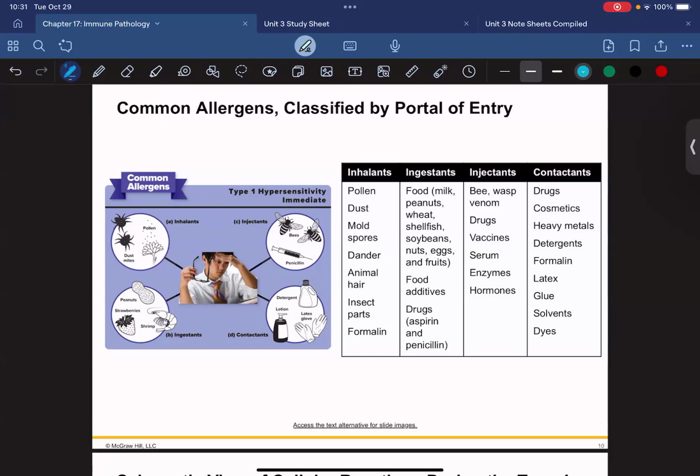Of course there is. So we've got things like our drugs for our injectants, and our drugs for our contactants, and our drugs for our ingestants. So if you take a drug orally and have a reaction, versus getting it injected into your bloodstream and having a reaction, and then versus putting a drug on your skin as a cream or something and having a reaction, of course, they can cross over into different categories. It just depends on how you're being exposed to them.